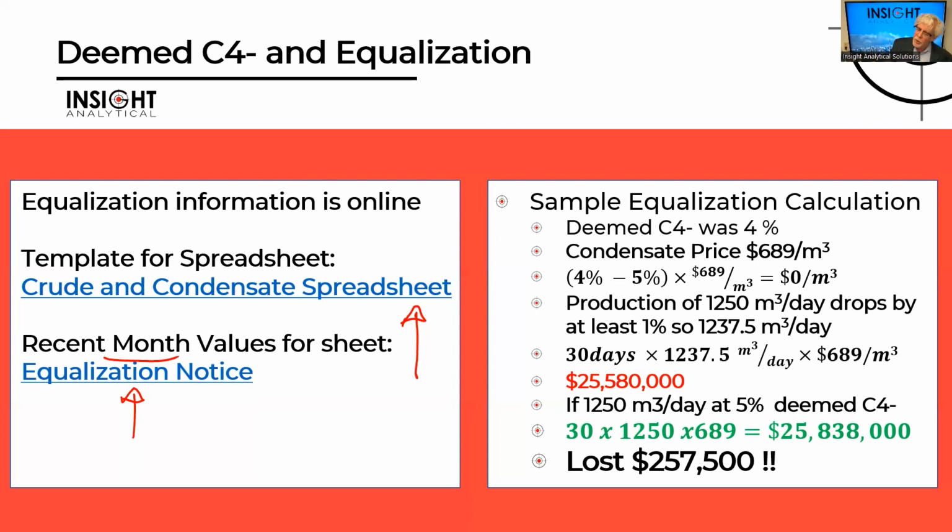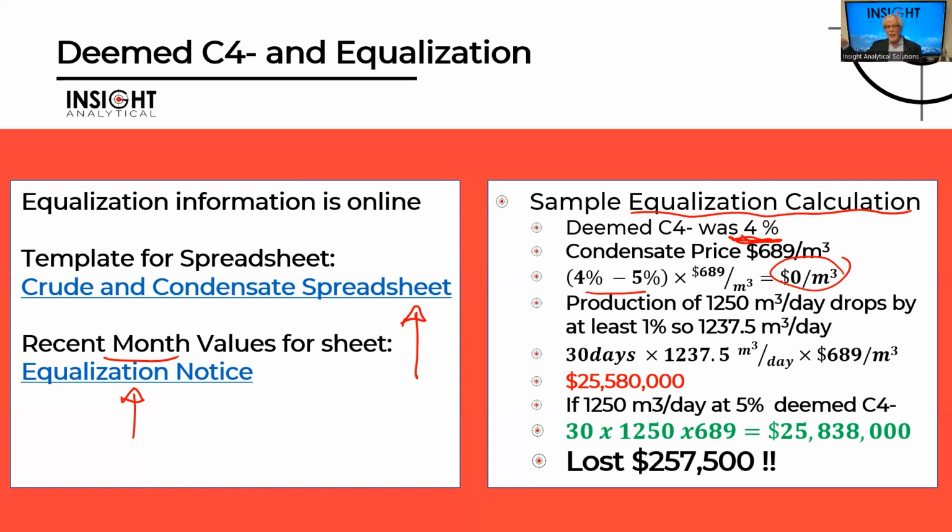So let's take a look at what that equalization would look like if you ran under. Suppose I said, I don't want to pay penalties. So I'm going to make sure I run my condensate stabilizer a little bit hot and I boil stuff out really well. So my DMC4, instead of being 7%, I've brought it down to 4%. Well, 4% is less than 5%. I don't get any credit for being under, but I don't pay any penalties either. So there's zero price differential.